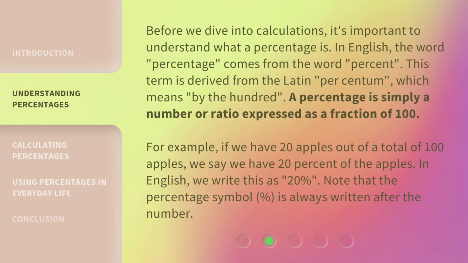Before we dive into calculations, it's important to understand what a percentage is. In English, the word percentage comes from the word percent. This term is derived from the Latin percentum, which means by the hundred. A percentage is simply a number or ratio expressed as a fraction of 100. For example, if we have 20 apples out of a total of 100 apples, we say we have 20% of the apples. In English, we write this as 20%. Note that the percentage symbol, percent, is always written after the number.